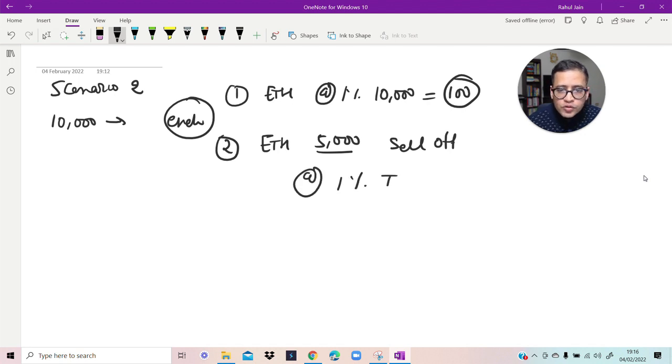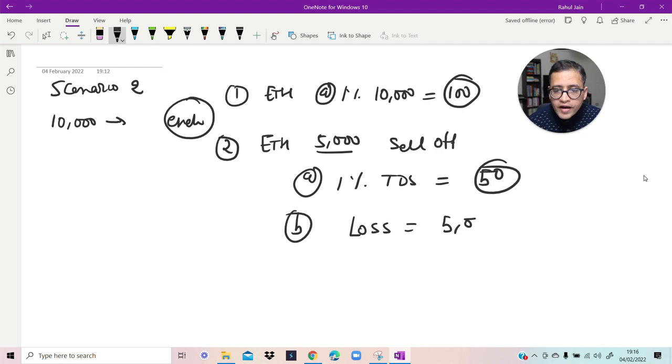first of all, he needs to pay 1% TDS on the 5,000 rupees, which will be 50 rupees, because that is the transaction value at which the TDS will be applicable. The second thing that needs to happen is that there is a loss here for him, a loss of 5,000 rupees, right? So there is no tax on this 5,000, right?